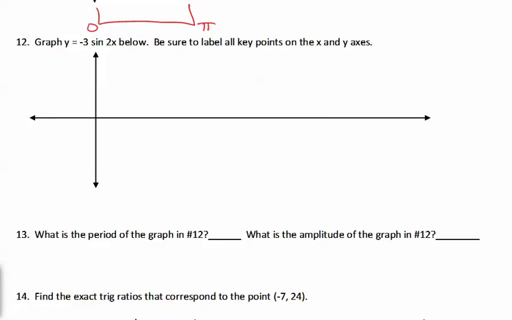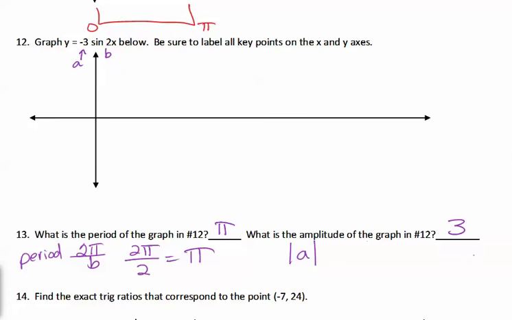Question 13 is maybe better to answer first. So the period of a function is normally 2 pi. So remember that period is 2 pi divided by b. So here's our value of b in this problem. So 2 pi divided by 2 gives us a period of 1 pi. And the amplitude is the absolute value of a. So this value tells us we have an amplitude of 3.